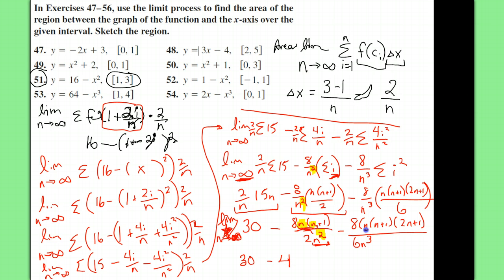And the limit of this one is, well, I've got n and n, so that's n cubed, and on the bottom I have n cubed. But if you look, I've got 8 times 2, so my leading coefficient on the top is going to be 16, and on the bottom it's going to be 6. So I'm going to have n cubed divided by n cubed, and it's going to limit out at 16 sixths. And so I've got 26 minus 8 thirds.